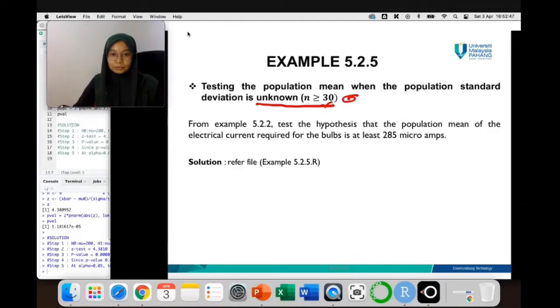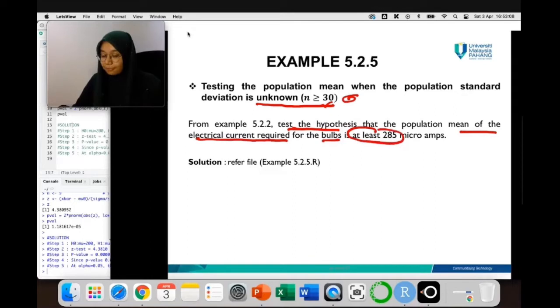Okay, how do you want to conduct? Test the hypothesis that the population mean of the electrical current required for the bulb. Ini soalan example tadi yang pasal bulb tu. Dia suruh test the hypothesis that the population mean of the electrical current required for the bulb is at least 285 microamps. So what is the symbol for at least? What will be your H null and H1 here?